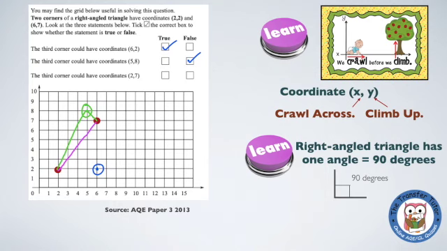The third one says the third corner will have coordinates of 2, 7. If we look at where 2, 7 is, we go across the 2 and we go up the 7. That will give us a position of there. For that to happen, we've got a potential line of going across here, which gives us the right angle triangle there. So that will give us a right angle triangle, so that is true. And that is all there is to it.